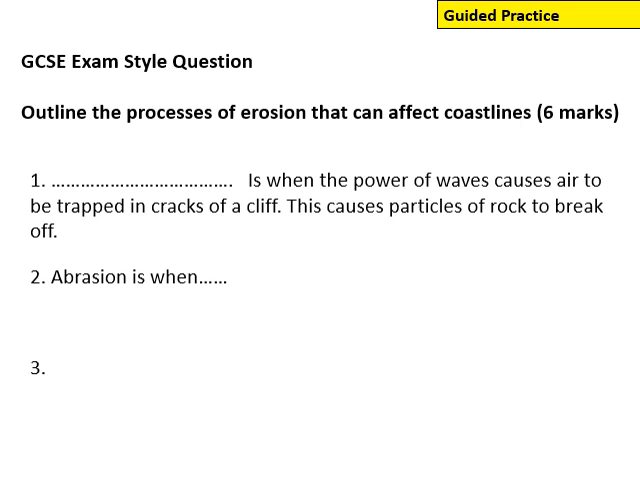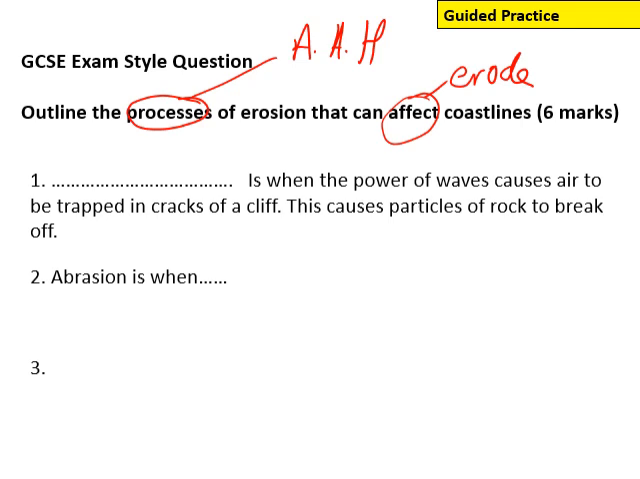Or they might ask you, why is it that hotels or property or land on top of cliffs are vulnerable for falling into the sea? Why are they vulnerable and at risk of falling into the sea? The answer is because of these erosional processes. So let's have a look. Outline the processes, that is your abrasion, attrition and hydraulic action, that can affect, I suppose that is erode, the coastlines.